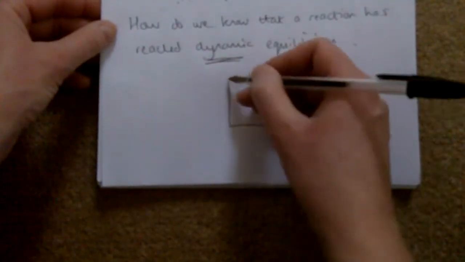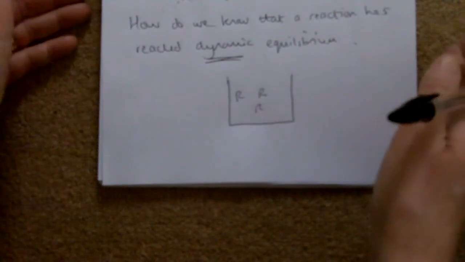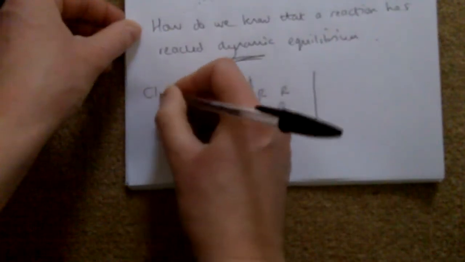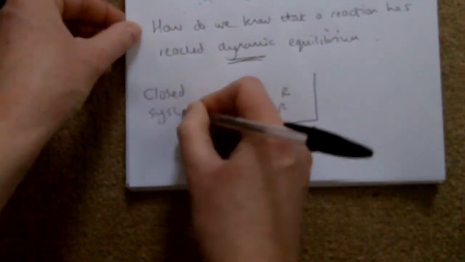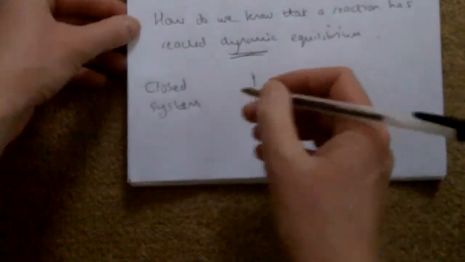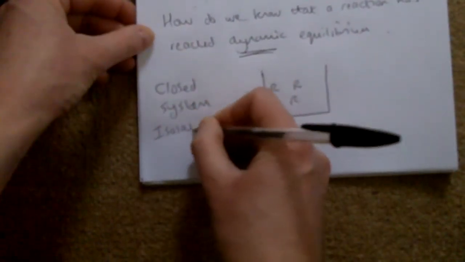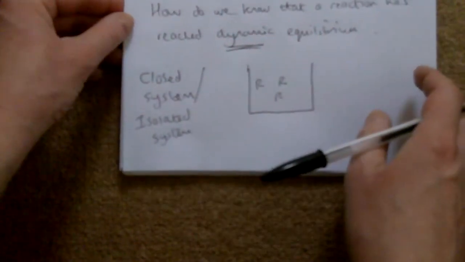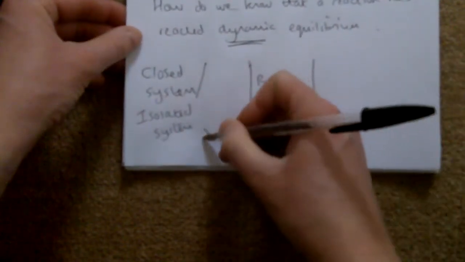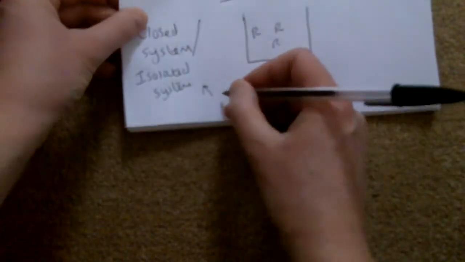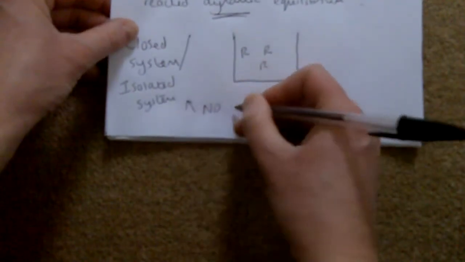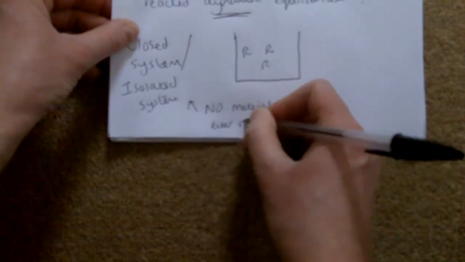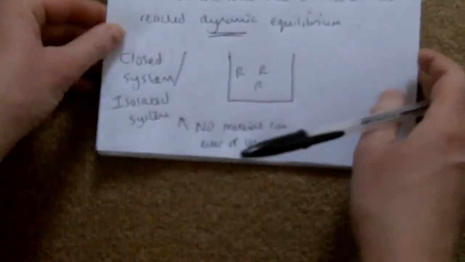okay, and dynamic equilibrium can only be reached, a state of dynamic equilibrium can only be reached in a closed system, or we sometimes call it an isolated system. They mean the same thing. Sometimes we call it different things, but it means the same thing. A closed system or an isolated system. That means that no material can enter or leave. When we say material, we mean chemicals. So no material can enter or leave. And it's called a closed system.